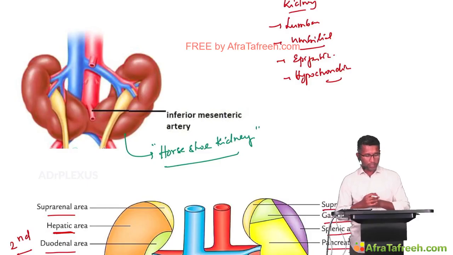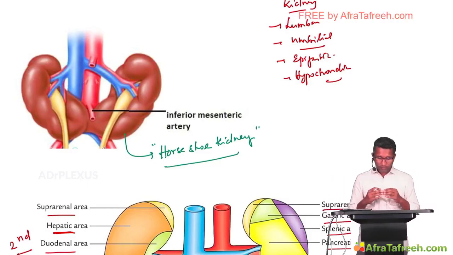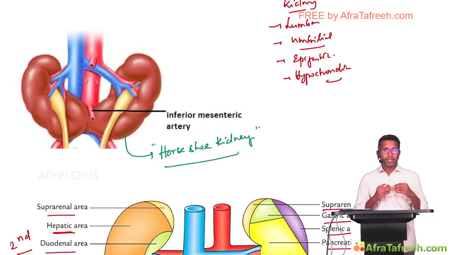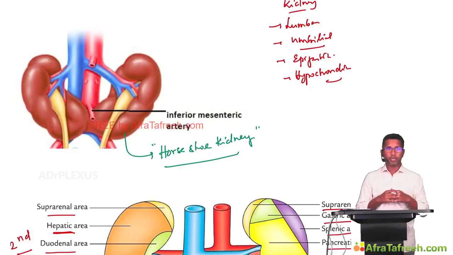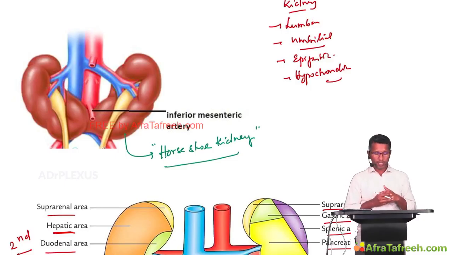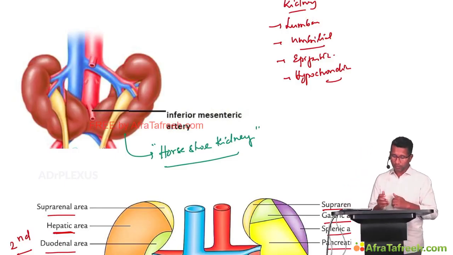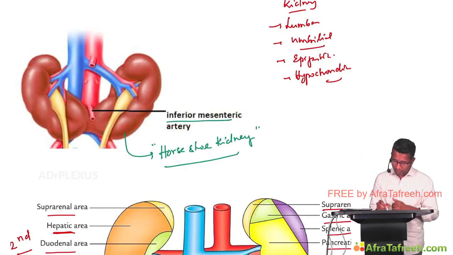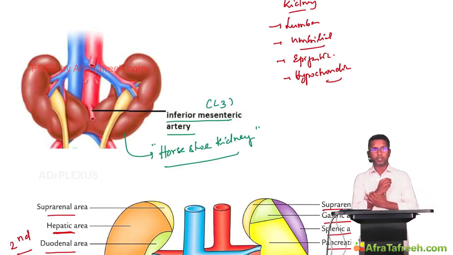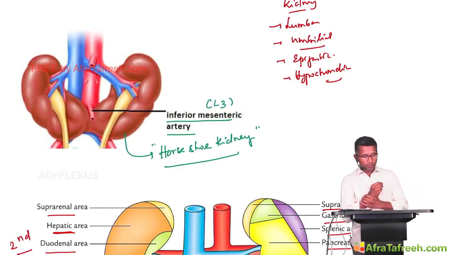When the horseshoe kidney tries to ascend, it cannot ascend further because of one structure preventing the ascent. That structure is an artery which arises from the ventral side of the aorta at the level of L3, and that artery is nothing but the inferior mesenteric artery.